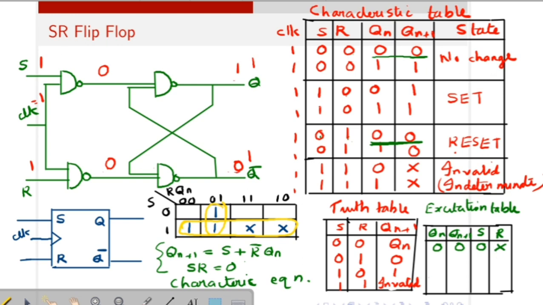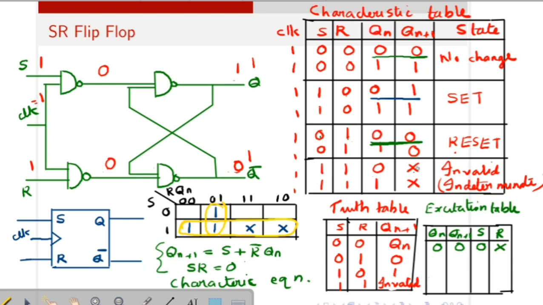Okay. Next, Qn is equal to 0 and Qn plus 1 is 1. One more value. So here Qn is equal to 0 and here it is don't care.